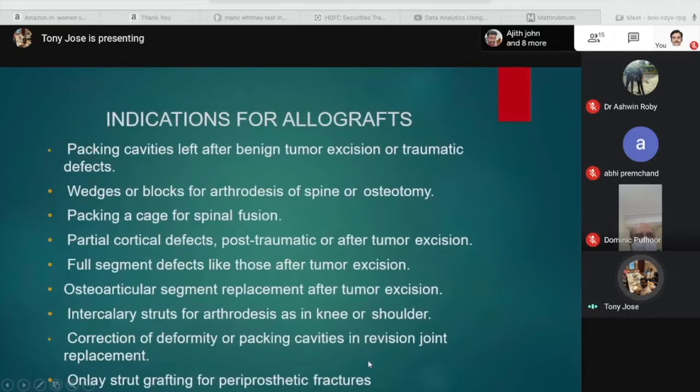The indications for allografts are packing cavities left after benign tumor excision or traumatic defect, bridges or blocks for arthrodesis of spine or osteotomy, packing a cage for spinal fusion surgeries, partial cortical defect, post-traumatic or after tumor excision, full segment defect like those after tumor excision, osteoarticular segment replacement after tumor excision, intercalary struts for arthrodesis as in the knee or shoulder, and correction of deformity or packing cavities in revision joint replacement, onlay strut grafting for periprosthetic fractures. These are the indications for allograft.